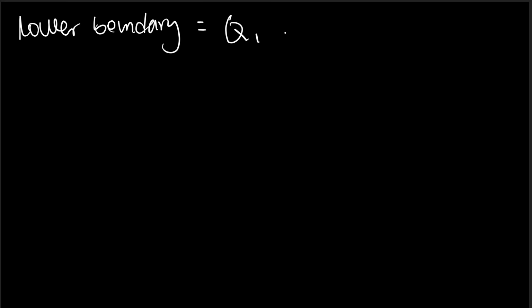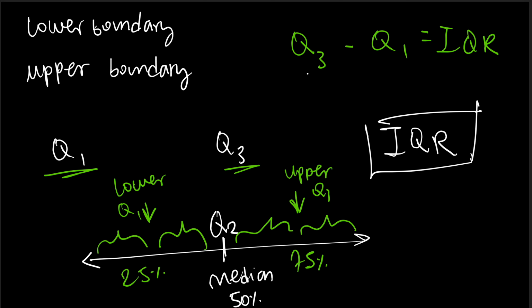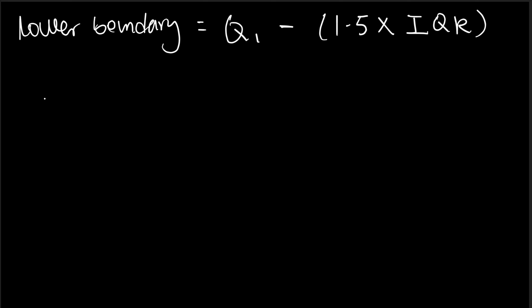Therefore, let's find the lower and upper boundaries. In order to find the lower boundary, the formula is very simple, and you can just understand it. There's not much memorization needed. You're going to need your lower quartile, and you're going to take away from that 1.5 multiplied by the interquartile range. Remember, the interquartile range is just Q3, upper quartile, minus the lower quartile. I'll explain how this formula works and the reason behind it in just a moment.